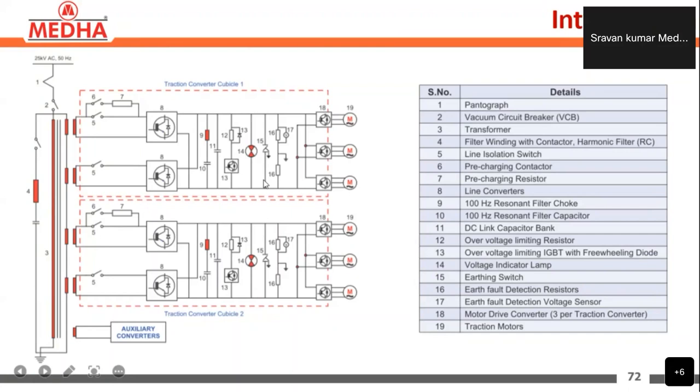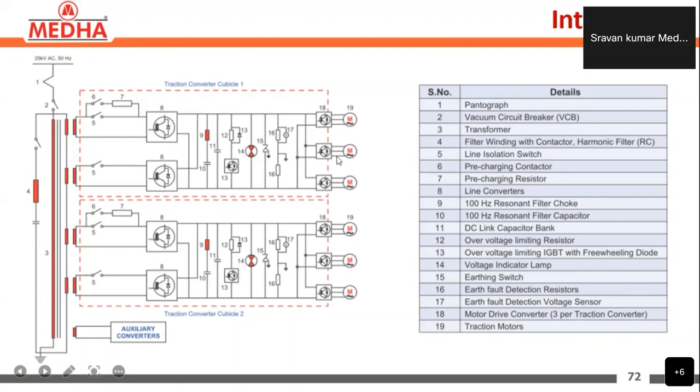And next, the circuit is this ELD, earth leakage detection circuit. So in this circuit, we are having two sets of resistors here. So above the circuit, we will be seeing in the further slide here. So after that, we are having the inverter modules. So the traction converter modules here. So traction converter 1, traction converter 2, and traction converter 3.